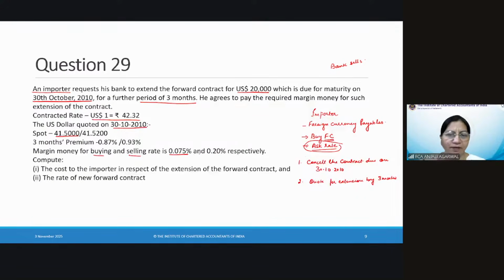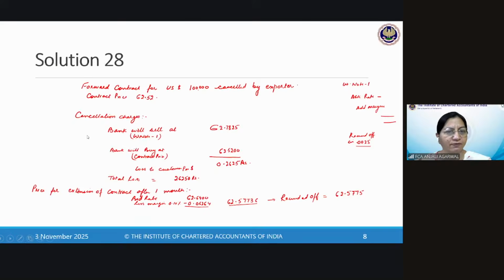So you'll have to be careful that in bid, you will subtract 0.075%, whereas in ask, you will add 0.20%. Okay. So on 30th October, what are the spot rates? 41.50/41.5200. What is applicable to us? Applicable to us is 41.50.